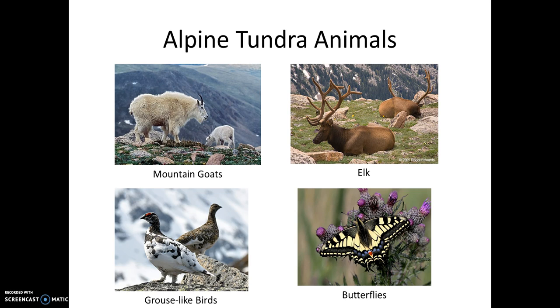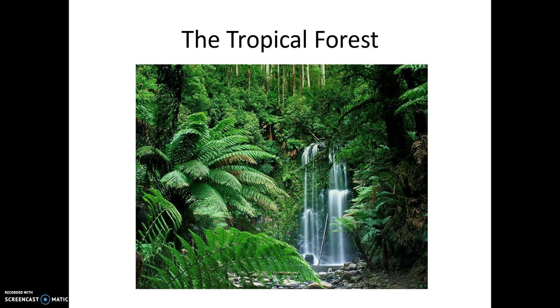And the alpine tundra animals, so there are mountain goats, elk, grouse-like birds, which you can see there, and butterflies. So again, different mammals, birds, insects. Again, very similar to the Arctic tundra. The main differentiator here is that the soil is a little more drained, not quite as cold.